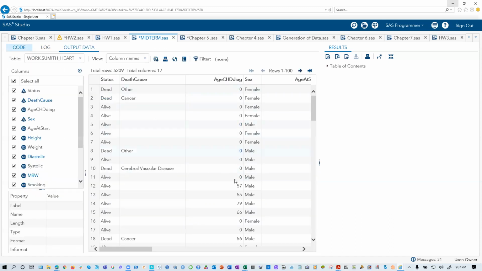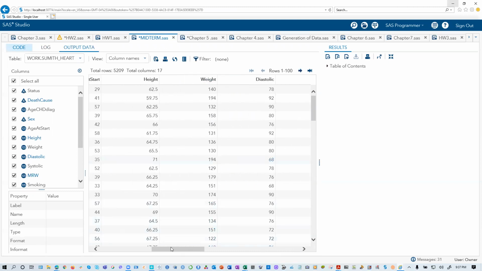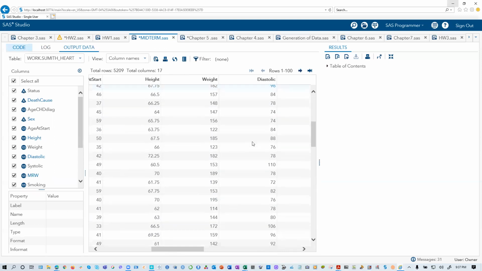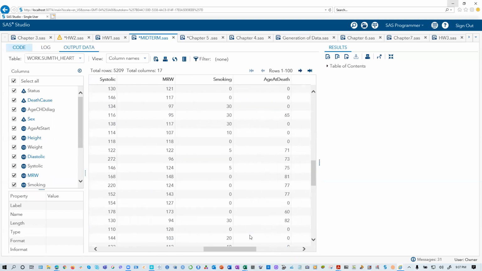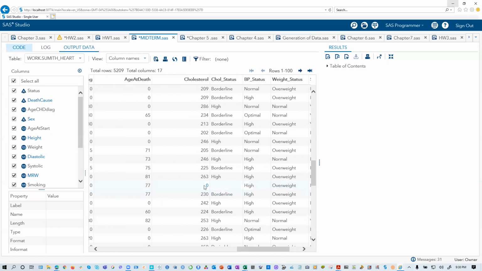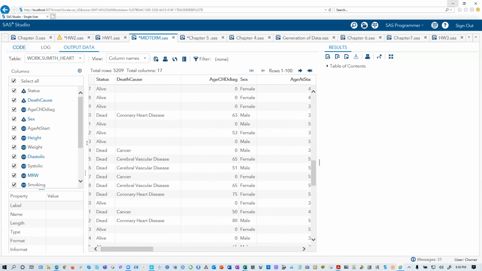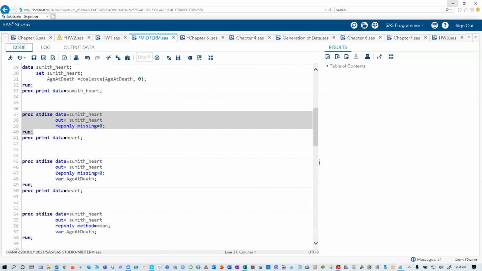Yeah. See, everywhere you see that, all the variables are being replaced by zeros wherever they were missing. Smoking, missing, zero. Age at death, everything. Cholesterol, see? Everywhere, wherever data is missing, it is replaced by zero through this. If you need any particular variable to be taken care of, you can go to the same thing, get the data out, replace the reportedly missing with zero, and then run.